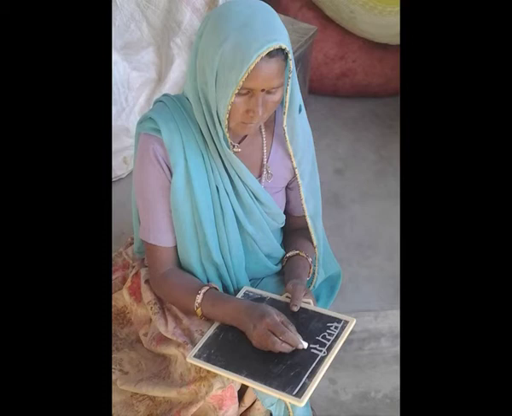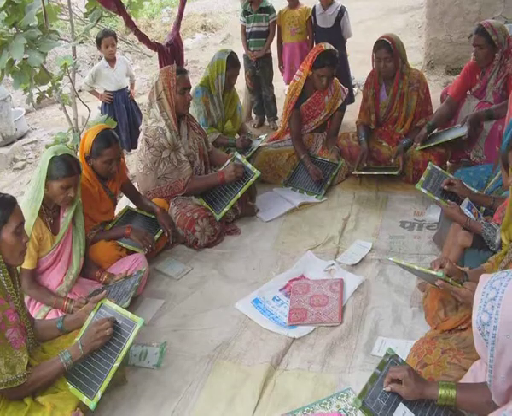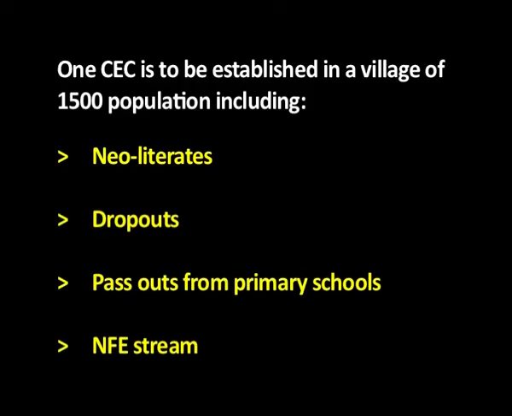This scheme envisages implementation of continuing education programs through Zilla Saksharta Samitis for establishment of continuing education centers in the district soon after completion of post-literacy programs. Continuing education centers will essentially be community education centers. Under this scheme, one continuing education center is to be established in a village of 1500 population, which may include neo-literates, dropouts, pass-outs from primary schools and non-formal education stream.